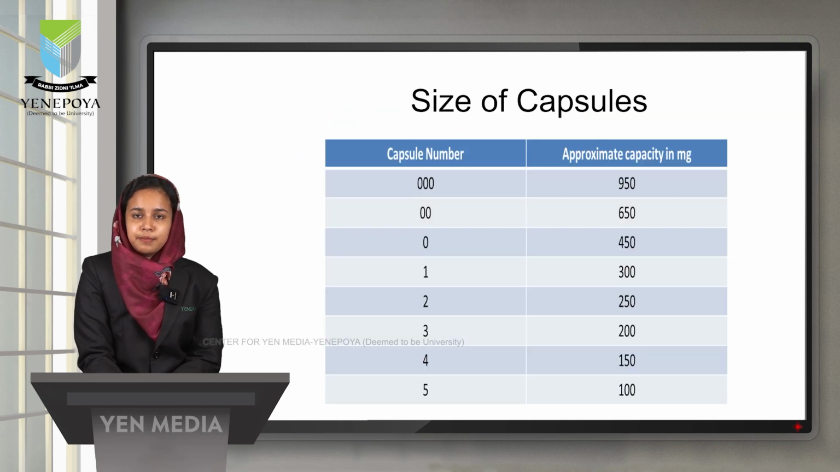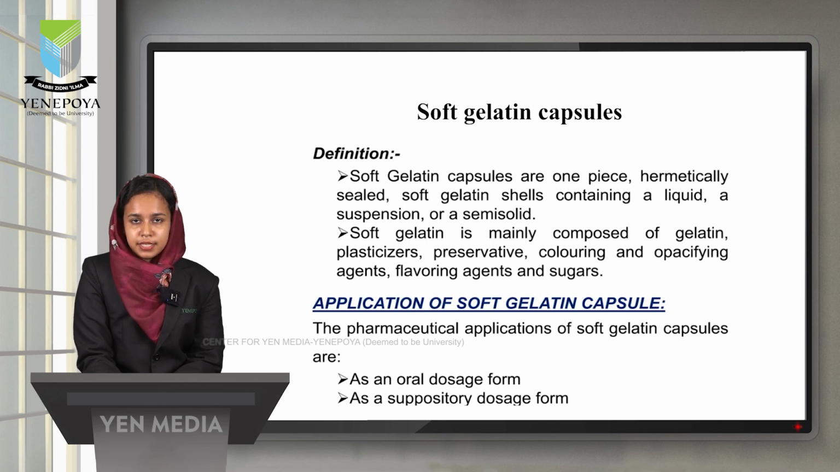Now coming to the size of capsules, the capsules are available in various sizes ranging from number 000 to 5. The capacity of capsule number 000 holds about 950 mg and number 5 holds about 100 mg in total. Soft gelatin capsules are one-piece hermetically sealed soft gelatin shells containing a liquid, a suspension or semi-solid. This is mainly composed of gelatin, plasticizers, preservative, coloring and opacifying agents, flavoring agents and sugars. The application of soft gelatin capsules includes use as an oral dosage form and also as a suppository dosage form in the pharmaceutical industry.